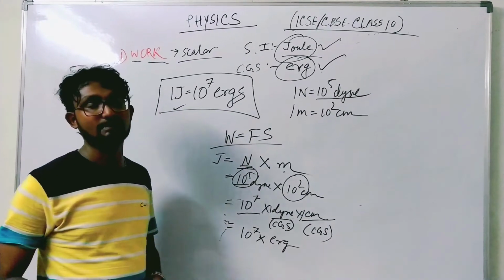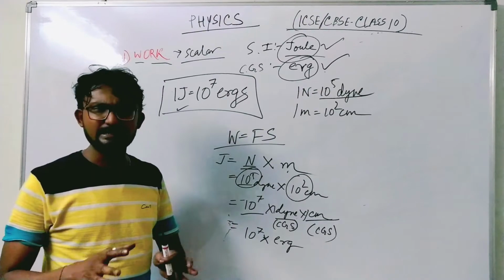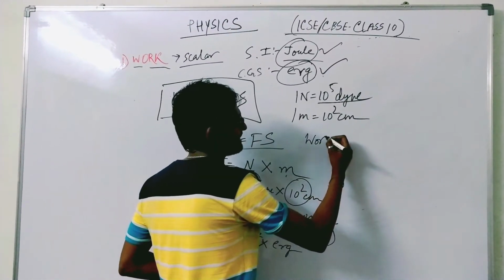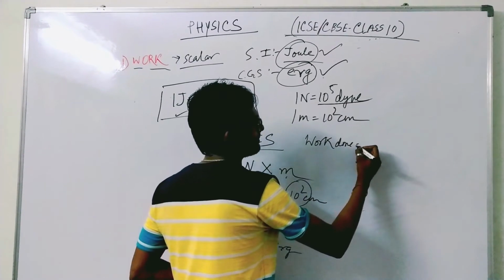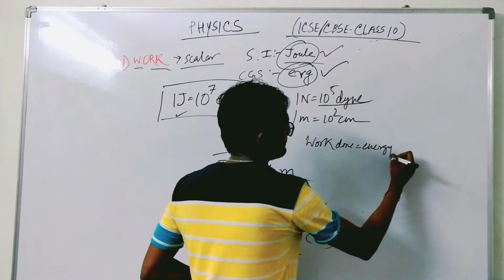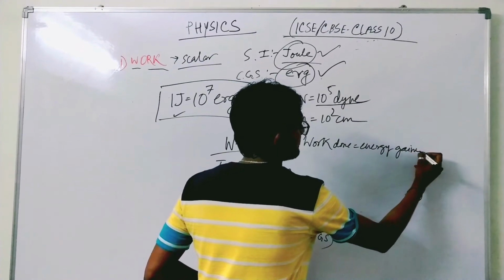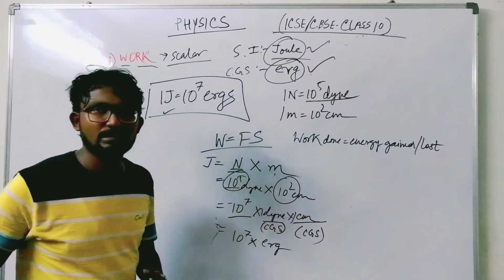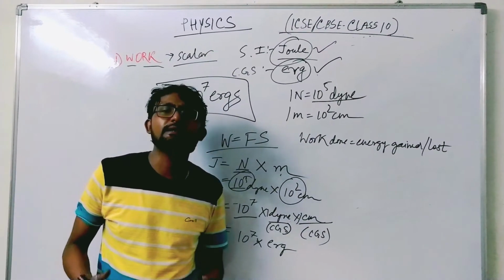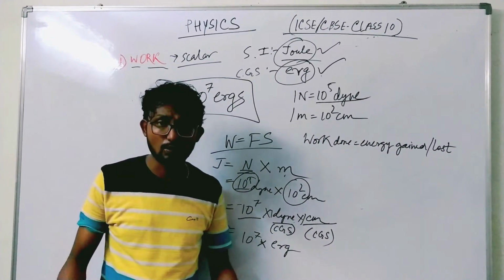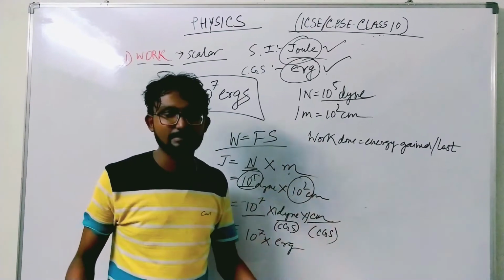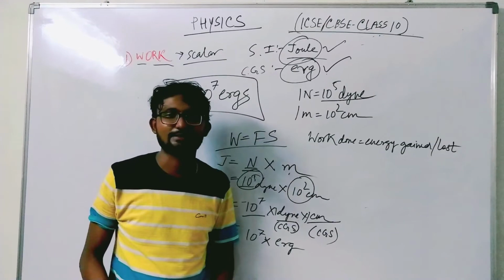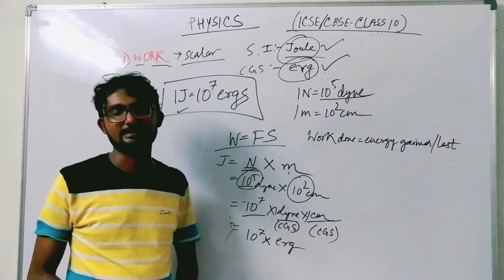Do go through the work because work is the main thing, and I can say one more thing before moving to the next class. So work done is equal to energy gained or lost. So what is energy? It is your ability to do work. So work done is nothing but the energy that is being gained or lost. What is gained and what is lost, I will come back to you guys in the next video.